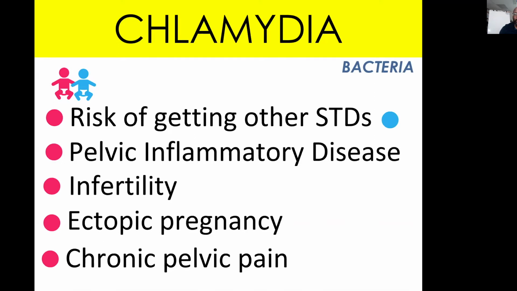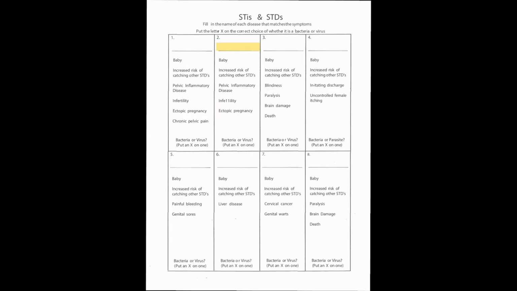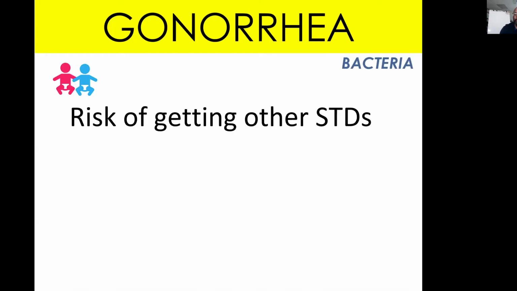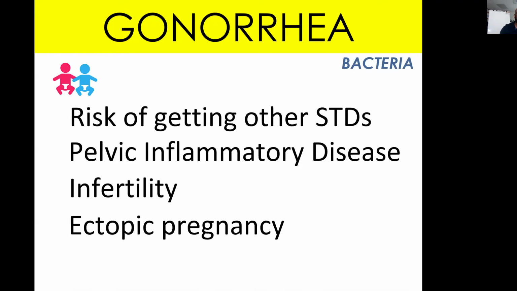Gonorrhea, another STD that we want to be very mindful of. It is a bacteria, also can be passed from mother to child. The risk of getting other STDs exists, pelvic inflammatory disease, infertility, ectopic pregnancy are some of the major factors with this. With chlamydia and gonorrhea, you might also find that you have what is known as a discharge, which is a fluid that comes from the penis or the vagina, and it could be also found in the urethra.